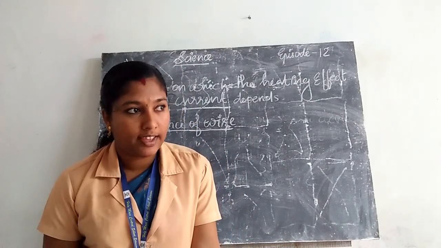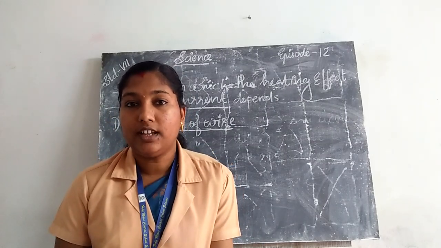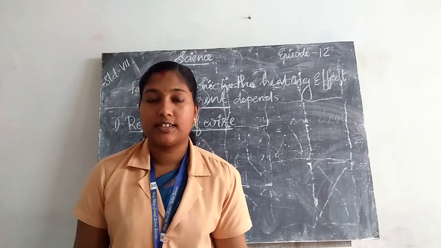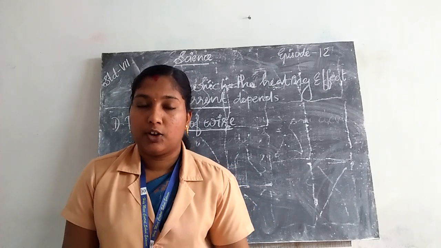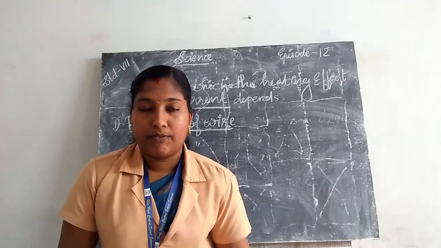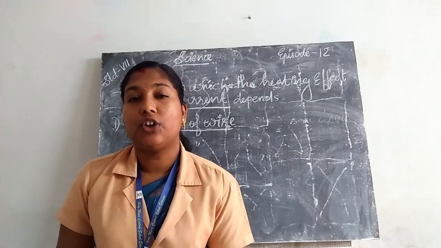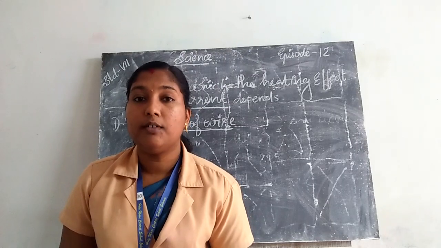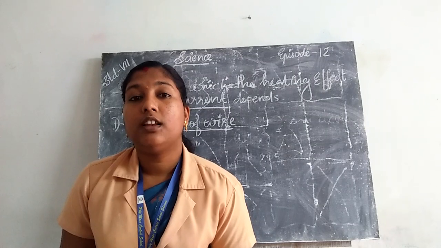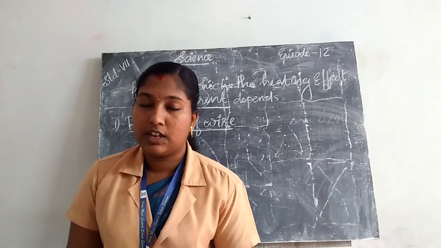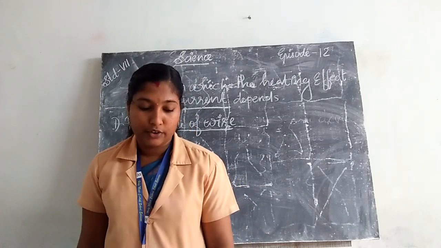For example, we learned about two wires, copper and nichrome. Which wire has higher resistance? Nichrome. Why can we say that? Because nichrome produces high heat in a short time, because it has high resistance. So nichrome wire is used as a heating element in electric appliances. Okay, all of you understood?